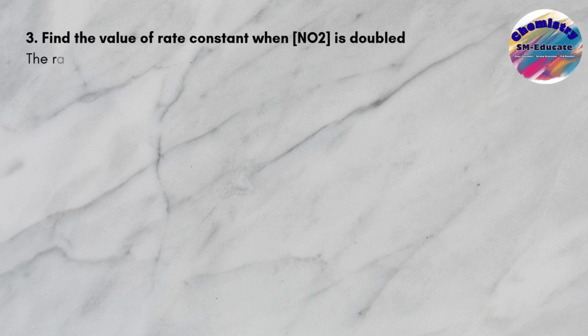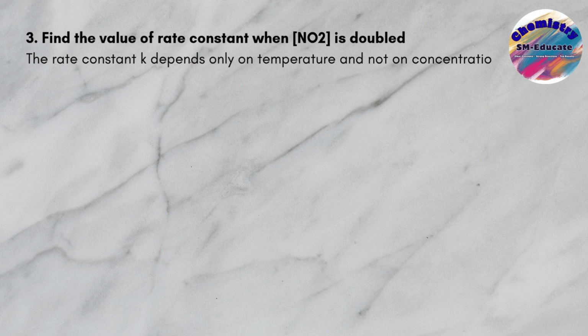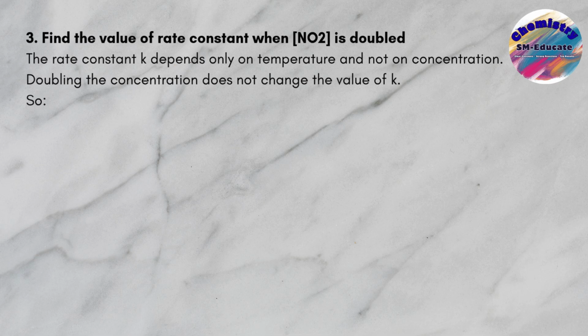The rate constant K depends only on temperature and not on concentration. Doubling the concentration does not change the value of K. So K equals 1.8 times 10 to the minus 3 cubic decimeters per mole per second. Only the rate changes, not the rate constant.